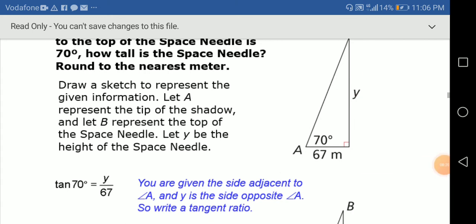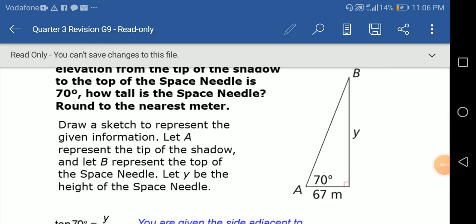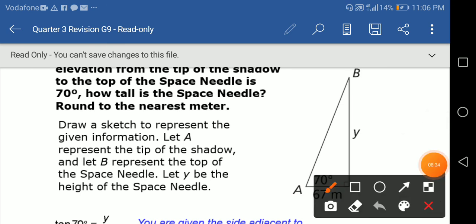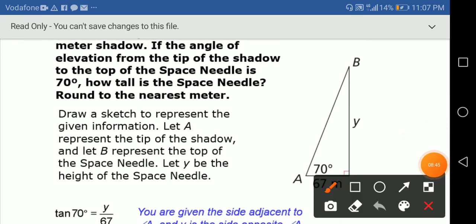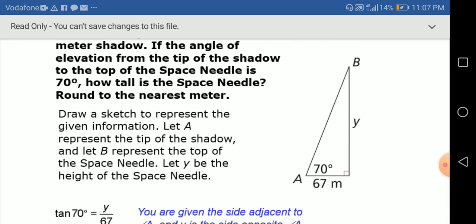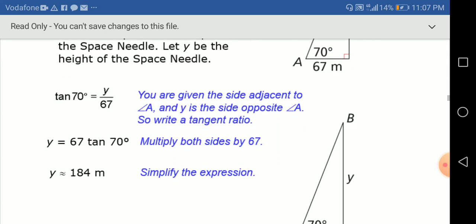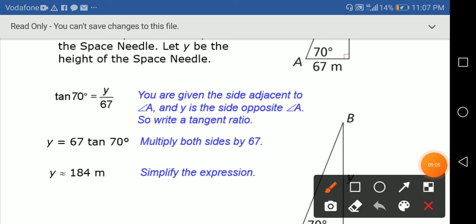So guys, we have a right angle triangle. This is a very important note, so I can use the trigonometric ratios. We have here this is 90, this is 70, and I need y. I have this angle. Opposite over adjacent, remember, this is the tangent. So tangent of angle 70 equals y over 67.